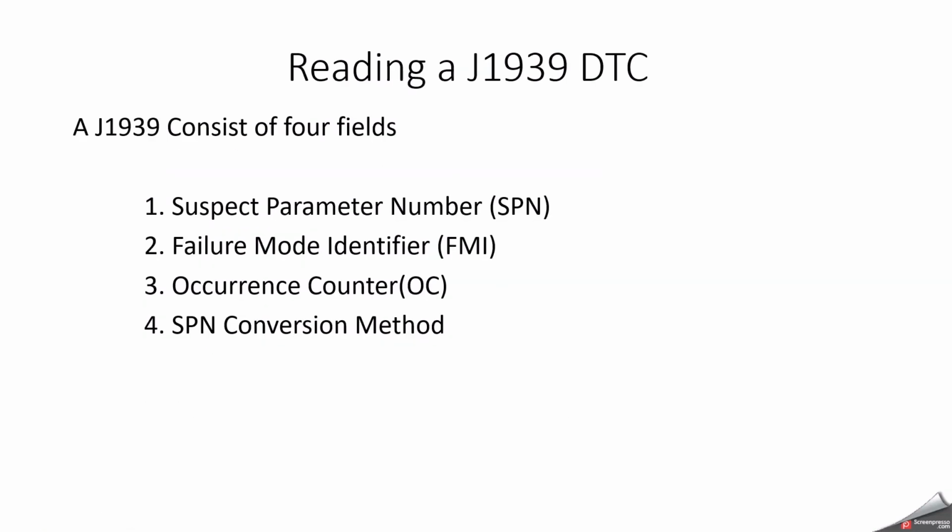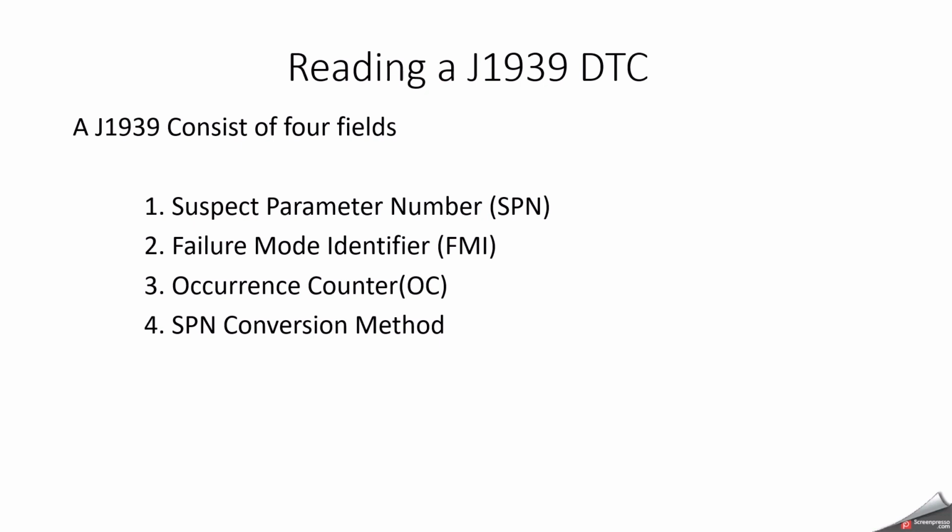Now, since we have handled everything related to UDS DTC and OBD, we should mention J1939 DTCs as well, right? So what is a J1939 DTC? J1939 consists of 4 fields that relay data about the fault the DTC is reporting. The first is the suspect parameter number, SPN. It describes the parameter by providing the data type, data length in bytes, range, resolution, reference tag or label, and offset. Next is the failure mode identifier, FMI.